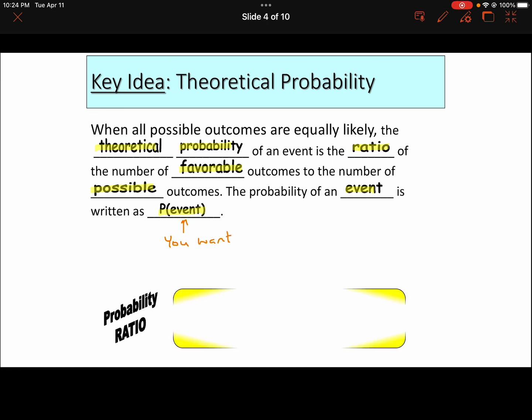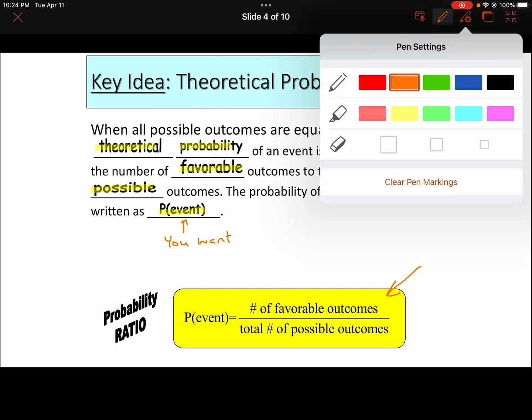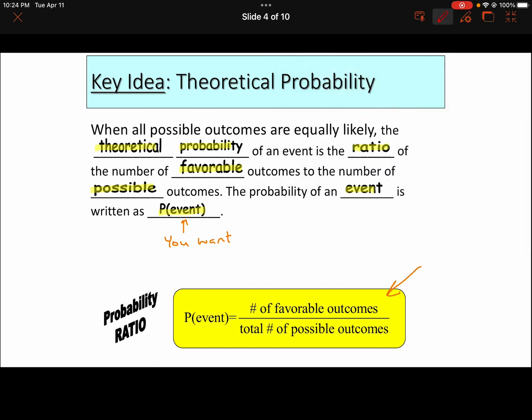So theoretical probability is what should happen in a perfect world. It is a ratio, and we can write a ratio in three ways. We'll talk about that in a minute. But basically, in short, what this top is saying is this is what you want. And what is on the bottom is always the total possible.